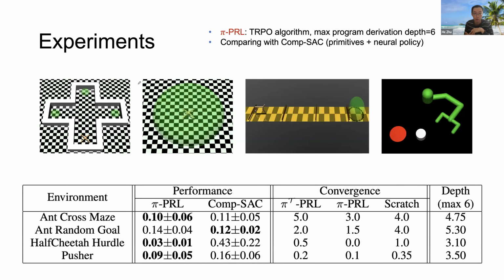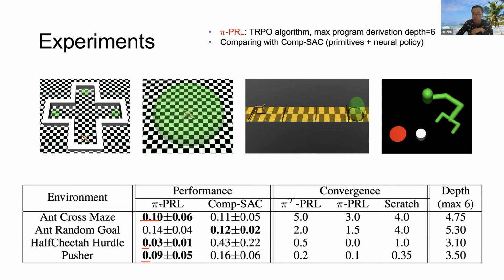So we also compare the final performance of our policy with compositional SAC. It shows that our policy outperforms compositional SAC in the final performance in terms of how close the agent is to the goal. Okay, so our algorithm is slightly better than compositional SAC, and more importantly, our policy is way more interpretable.